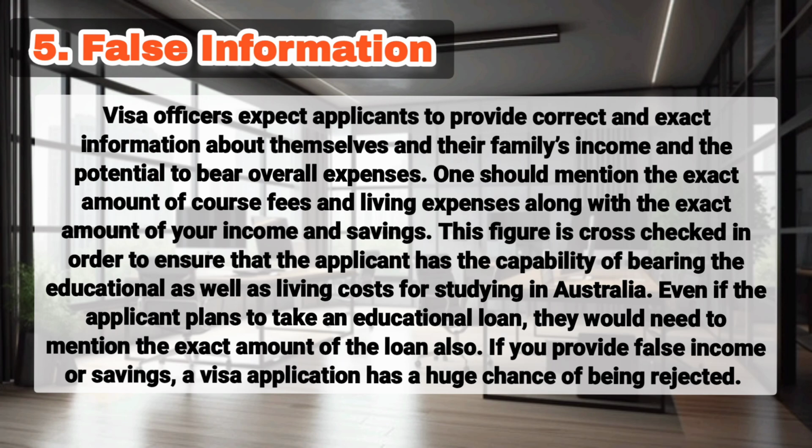This figure is cross-checked in order to ensure that the applicant has the capability of bearing the educational as well as living costs for studying in Australia. Even if the applicant plans to take an educational loan, they would need to mention the exact amount of the loan also. If you provide false income or savings, a visa application has a huge chance of being rejected.